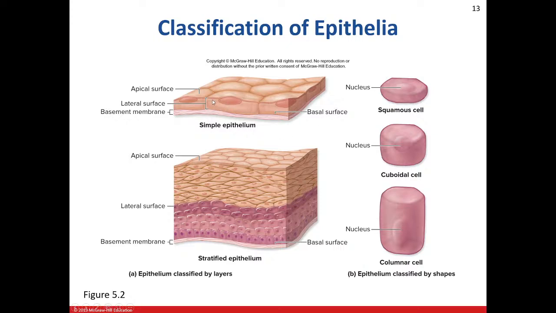Now here in the image you can see simple epithelium. This is one cell layer thick. Everything's in contact with the basement membrane. These are also squamous cells. They're pretty flat looking cells, okay?